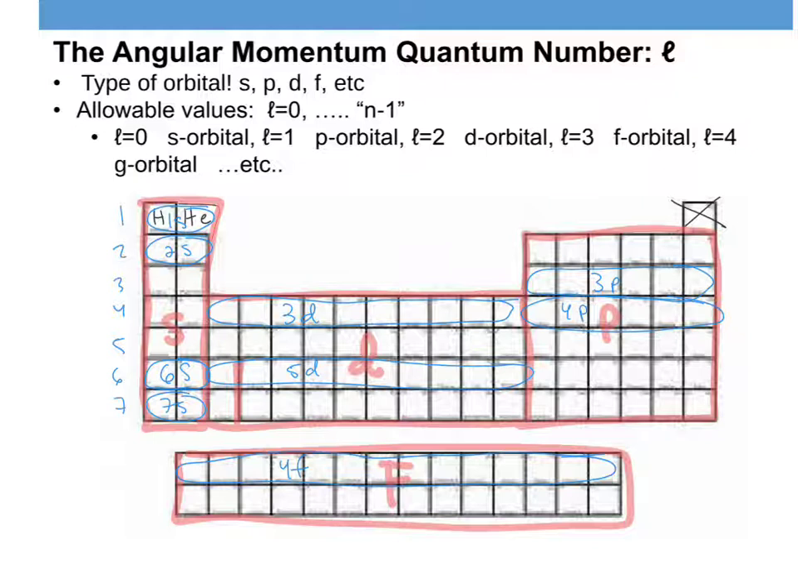Something like a 1s would be spherical and round. A 2s would also be spherical and round, but bigger, right? Whereas a 6s would be even bigger. But a 3D is going to look something totally different. It's going to have sort of this like clover shape, and that's going to be aligned in different ways. A 3P is going to have this figure 8 sort of look.